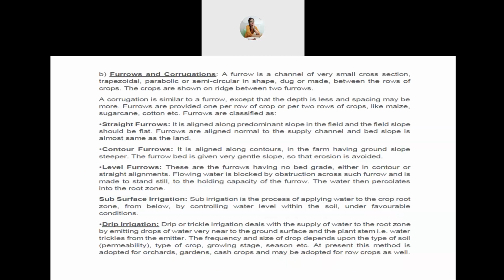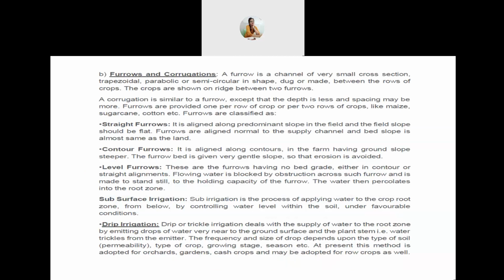Furrows are classified as straight furrows, contour furrows, and level furrows. Straight furrows are aligned along the predominant slope in the field, and the field slope should be flat. Furrows are aligned normal to the supply channel and bed slope is almost the same as the land. Contour furrows are aligned along contours in a farm having steeper ground slope. The furrow bed is given a very gentle slope so that erosion is avoided.